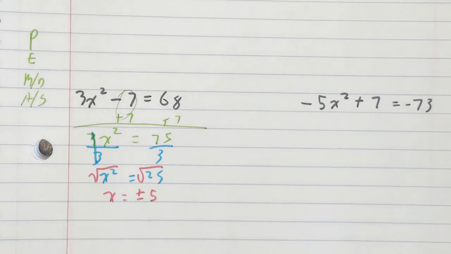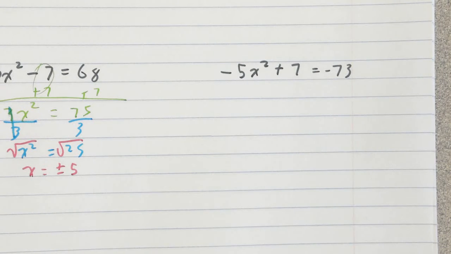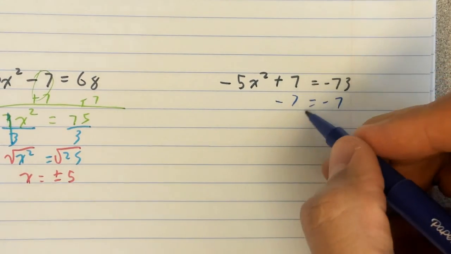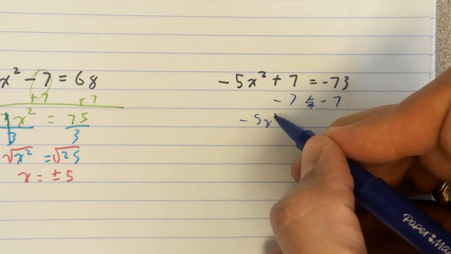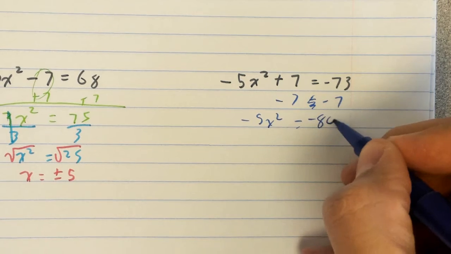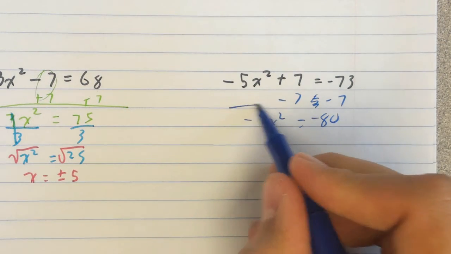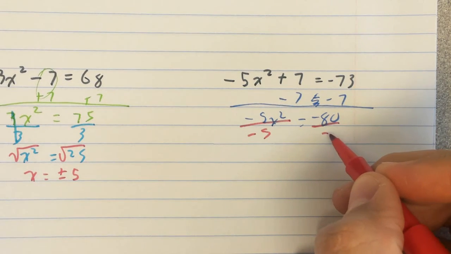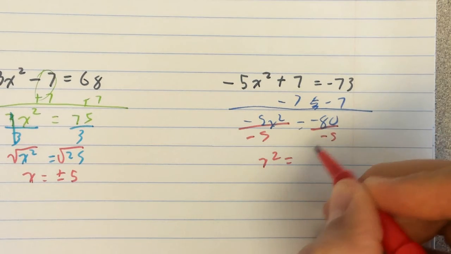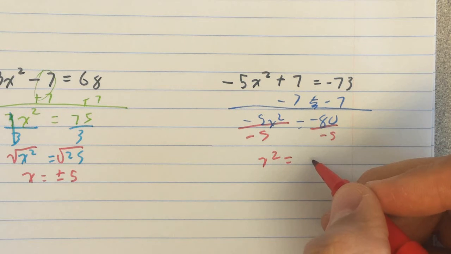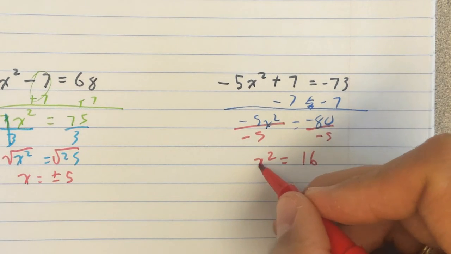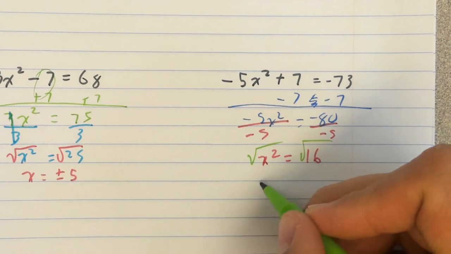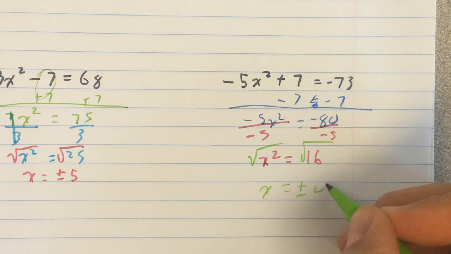Okay. Last one, let's see what we get. Addition, subtraction first. Minus 7, minus 7. We have negative 5x squared equals negative 80. Then we're going to have to divide by negative 5. We have x squared is equal to positive 16. And now that my x squared is by itself, square root both sides, x is equal to plus or minus 4.